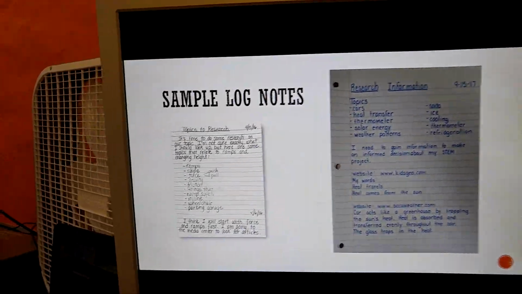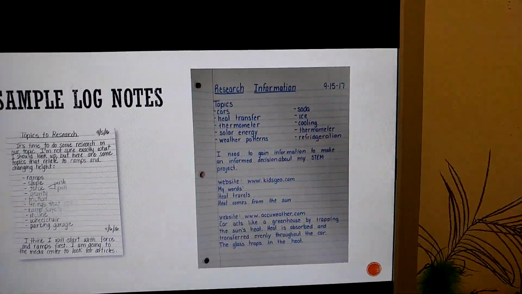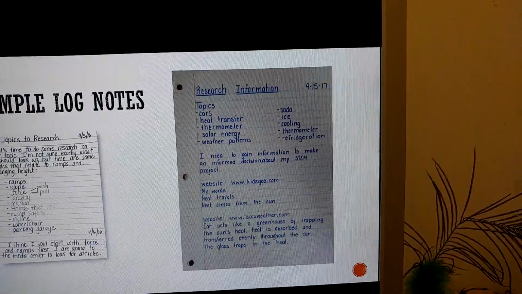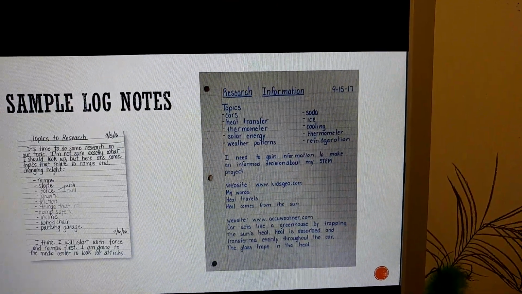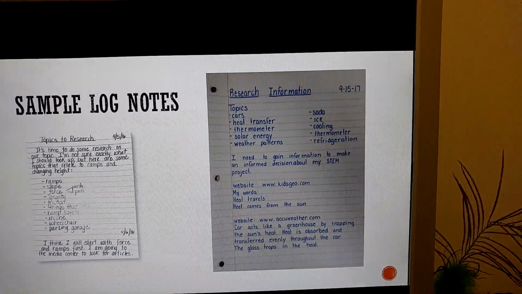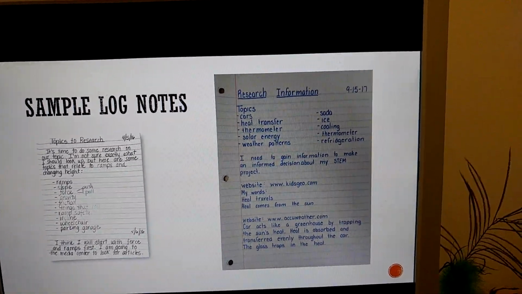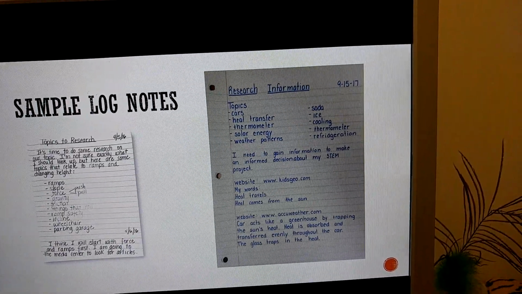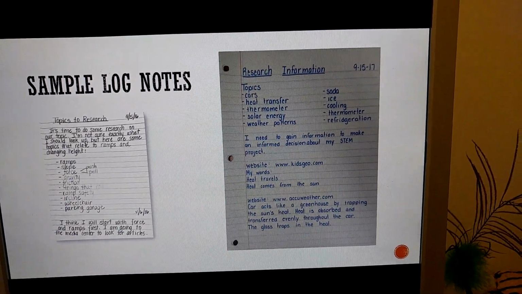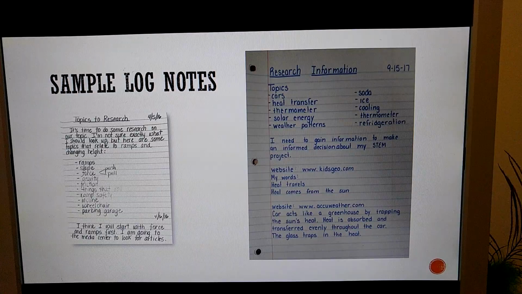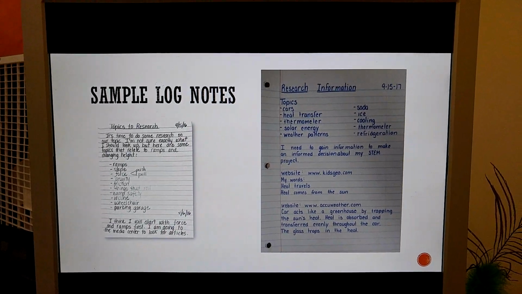So here are a couple of sample logs. This is a sample log done from the science department on a project that they did. Here's a sample log that I did. So top research information. It has the date. It has the topics that I was thinking about that we could research. There's notes about what we talked about. I need to gain information to make an informed decision on my STEM project. And then I have the website. I have my words, the way I put it. A couple things that they learned about were that particular website talked about how heat travels, and heat comes from the sun. And then another website, so there were two sources. We're looking for at least 2 to 3 sources, so that's why I have that on there.